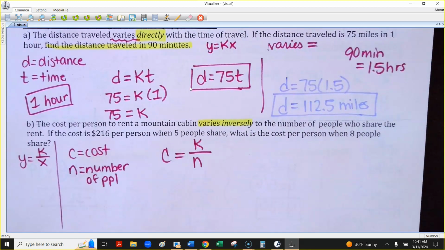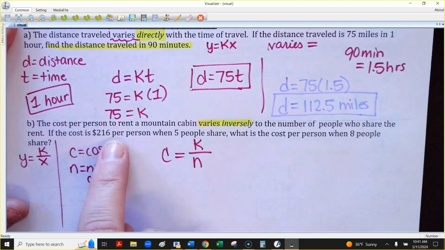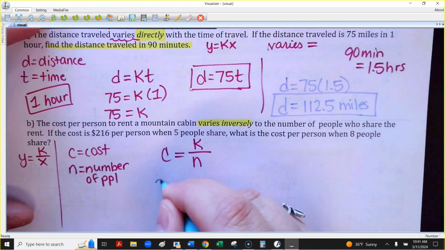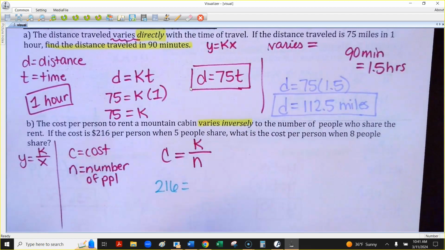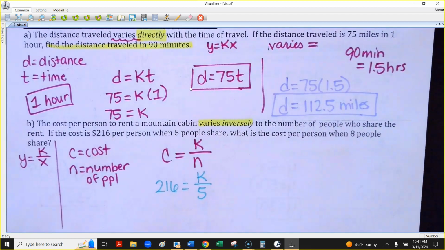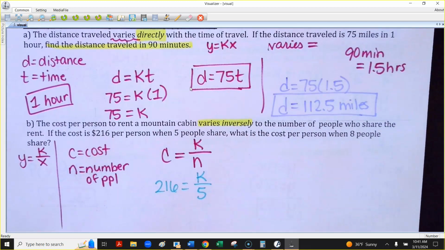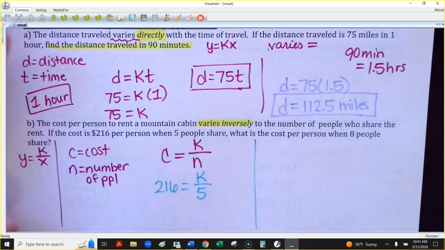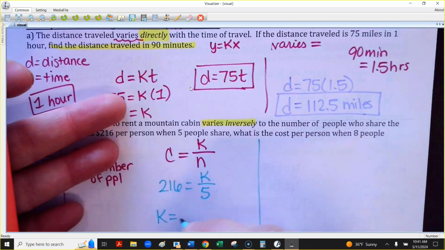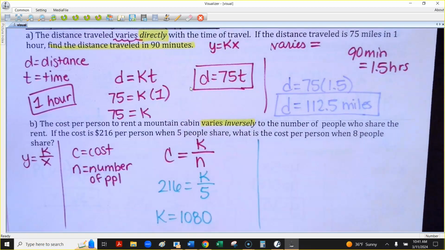So my constant of variation, I don't know, but I have to put a k in here so we can figure it out. It says if the cost is 216 per person when 5 people share, so the 216 is going to go in for the cost. So this would be k over 5 people sharing. Then we're going to find the cost when 8 people share. Just going to multiply by 5 real quick, so 216 times 5. The constant of variation here would be 1,080.